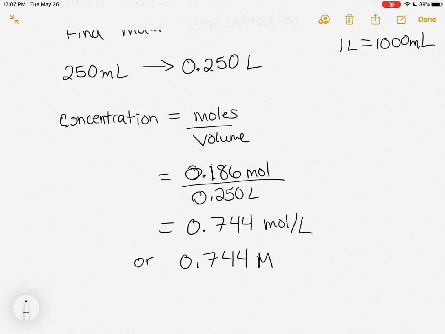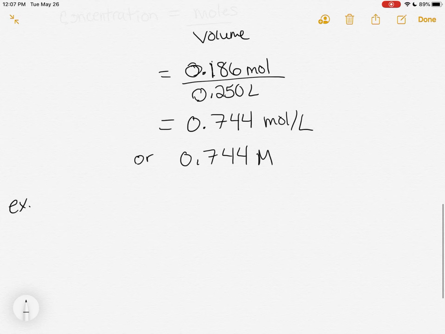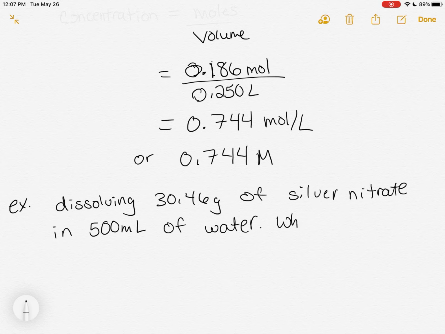Now, we don't generally know the moles of a substance when we're dissolving it in solution, so usually we're measuring the mass. In this next example, we're going to start with the mass of a solid, and then we'll dissolve it in our solution, and then we're going to be able to calculate its concentration. So we're dissolving 30.46 grams of silver nitrate in 500 milliliters of water. And we want to know what's the concentration.